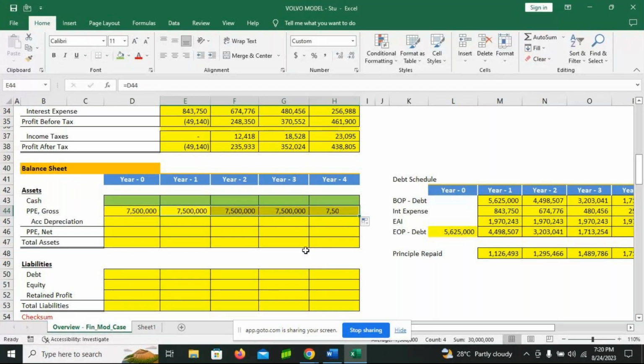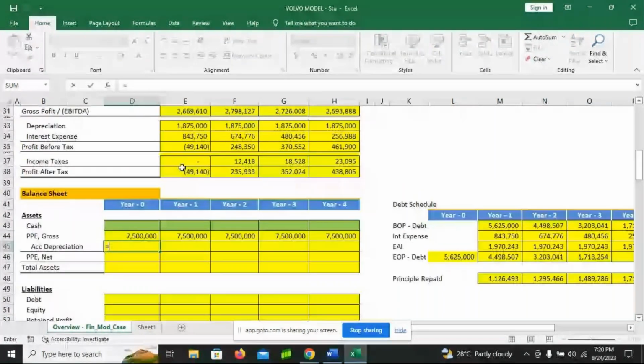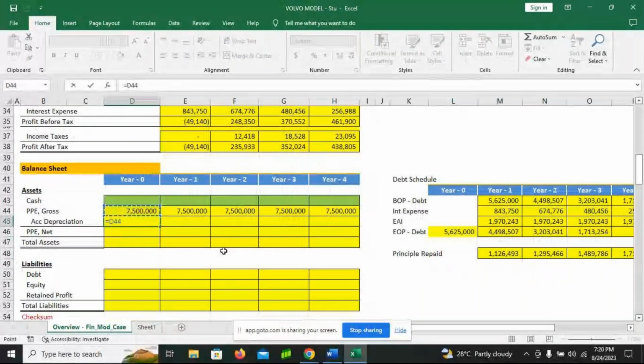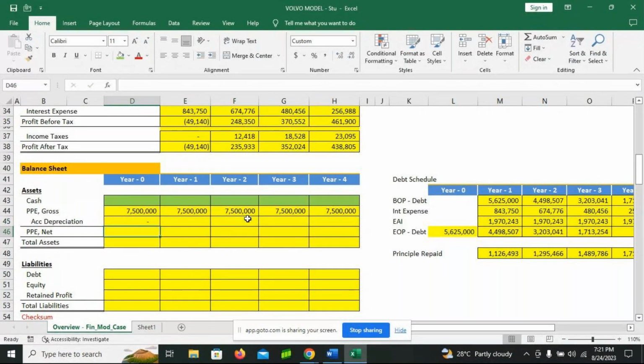Then depreciation. So depreciation, I need to calculate. So equals, on this value minus depreciation. So first year there is no depreciation, so I'll keep it as 0.